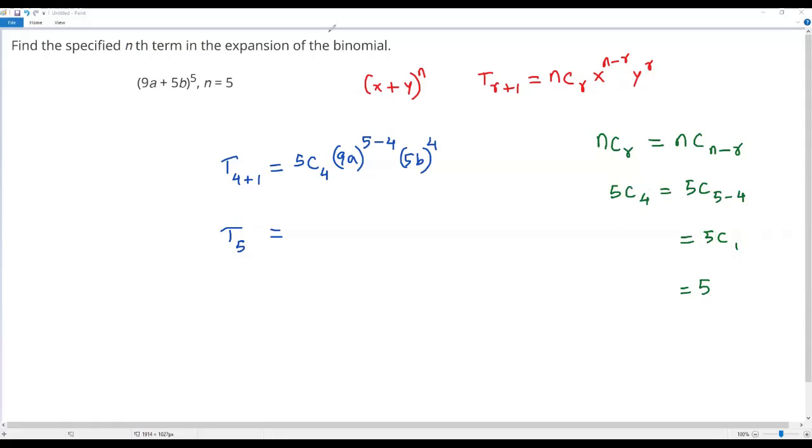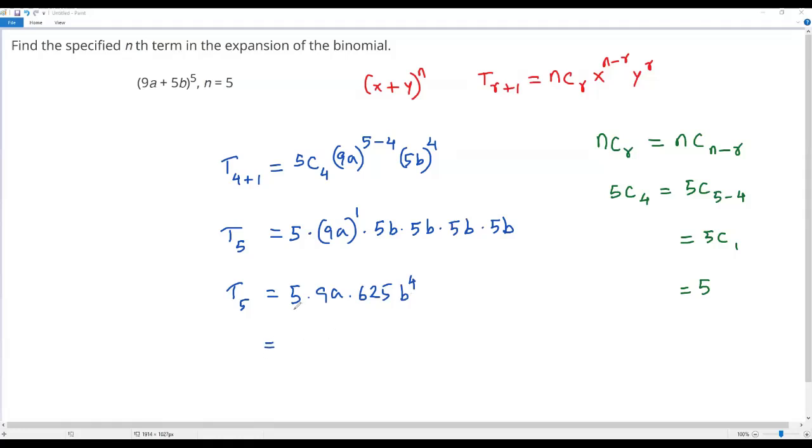Now let me plug in 5 for 5C4, times 9a to the power of 5 - 4, which is just 1. Now we can write 5b four times and multiply them, because we have the exponent of 4. So 5b times 5b times 5b times 5b. Now we have t5 equals 5 times 9a to the first power, which is 9a, and here we can multiply 5 times 5 is 25, 25 times 5 is 125, 125 times 5 is 625, and b times b is b squared, times b is b to the third power, times b is b to the fourth power.